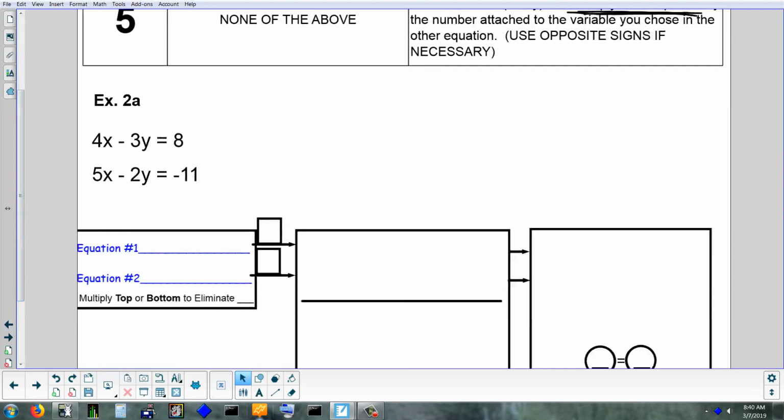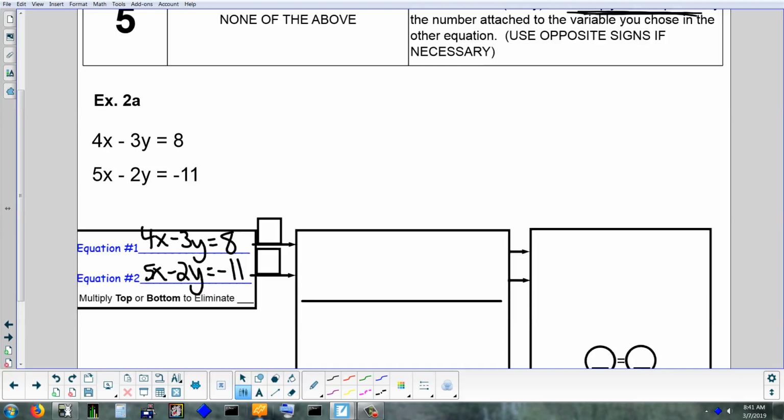So what can I do now? I can just write it in the boxes. I do all my rearranging outside the boxes. Once I plug it in the first box, it's all set to go, and I'm ready to multiply or do whatever I need to do. 4x minus 3y equals 8. 5x minus 2y equals negative 11.